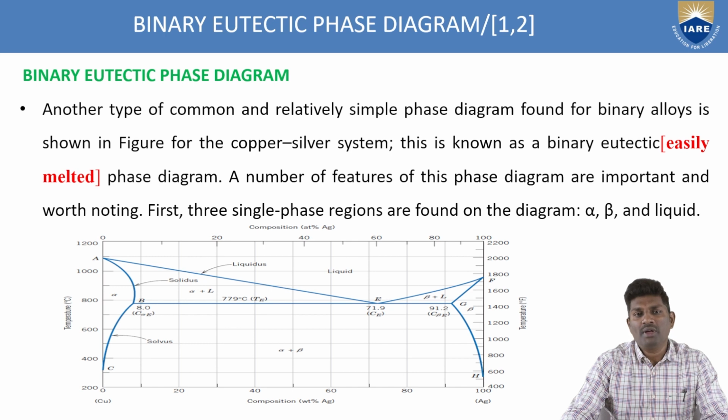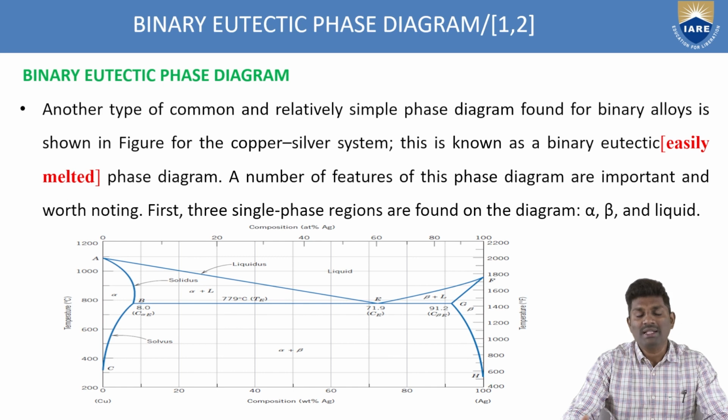Before drawing the eutectic phase diagrams, we have to know what a eutectic system is. The definition of the eutectic system: materials which are easily melted with each other form a system called eutectic. Another common and relatively simple phase diagram found for binary alloys is the copper silver system, which is a eutectic type, because these two metals can mix easily. So they are easily melted with each other, and that's why this system is called a eutectic system. A eutectic system is nothing but a system in which the components melt easily.